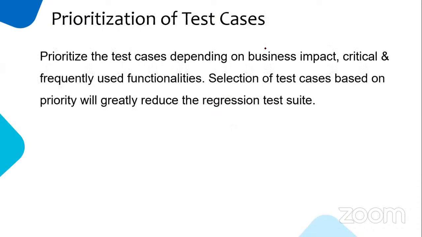Prioritizing the test cases. Sometimes, in manual testing, I don't have enough time. Tomorrow I need to release, and my product needs to be tested. Now what will I do? Prioritizing test cases depends on business impact, critical and frequently used functionality. So we need to choose test cases that are very highly used, and in modules where we are getting more defects. These three words: business impact, critical, frequently used functionalities. Then I will choose those. It greatly reduces the regression test.